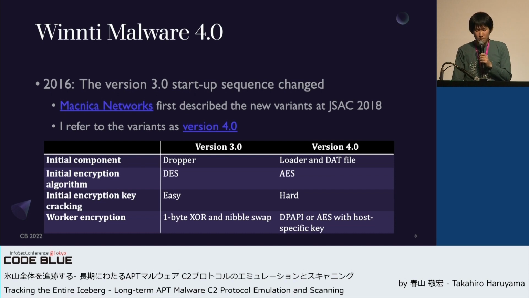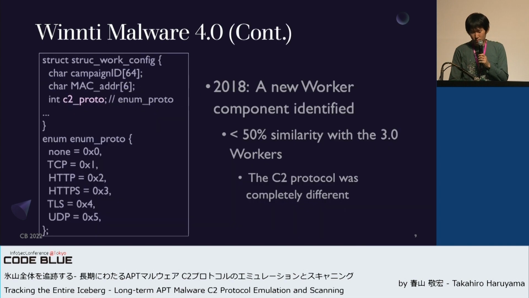Version 4 is more carefully implemented to make the worker code acquisition harder. That's why there is very limited public information about this version. In 2018, I identified a new worker component whose C2 protocol was completely different from the existing version 3. So I analyzed the new version 4 C2 protocol.